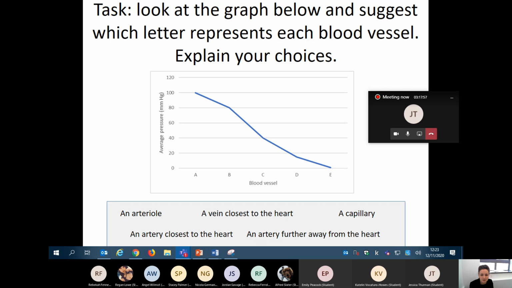Angel, can I try Angel for B? Would it be the vein closest to the heart? No, not quite. Where do you think? If your highest pressure is in the artery closest to the heart, what's going to be the next highest? Would it be the artery further away from the heart? Exactly right. Artery further away from the heart. That's correct.